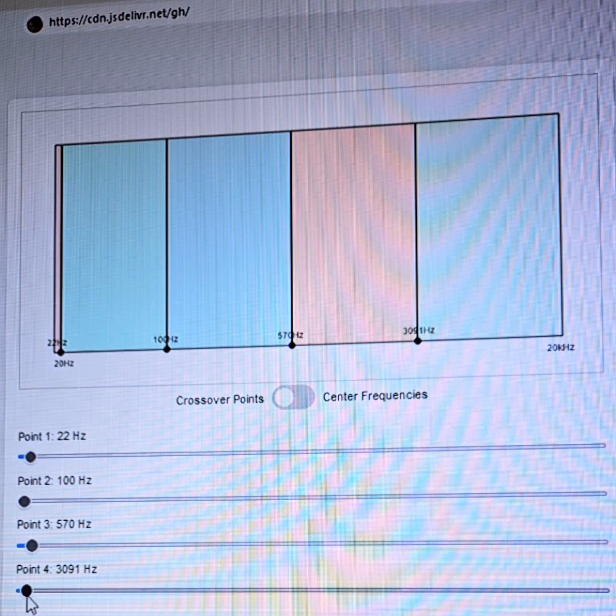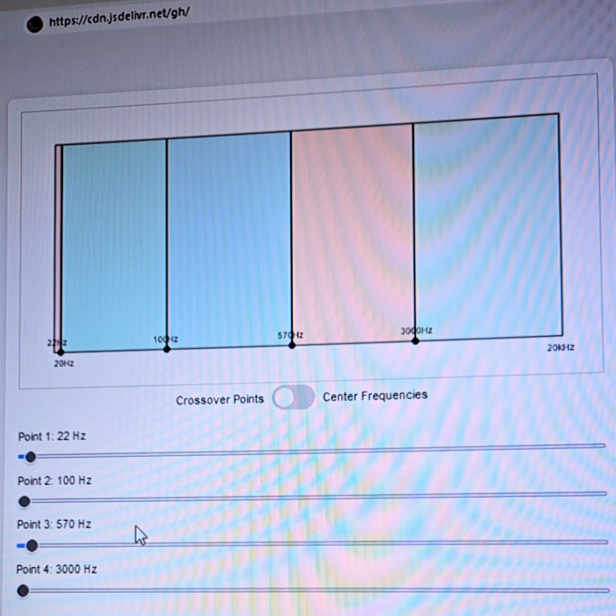so I left their crossovers really wide and let the global EQ decide. And when I looked at what was actually being fed to the tweeter, it was a lot of 2K and up, so I had to kind of represent that here. So I've got 3K, so that'll do for now.